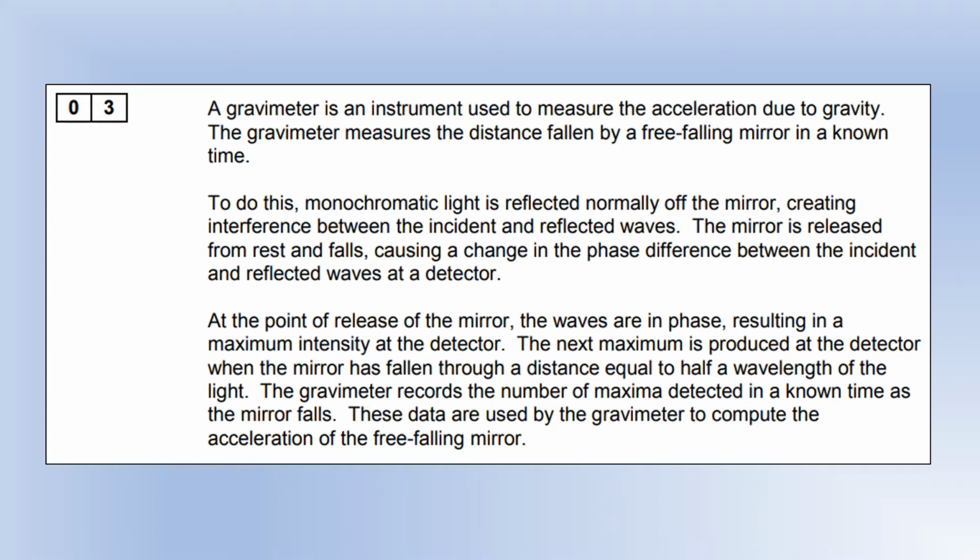At the point of release of the mirror, the waves are in phase, resulting in a maximum intensity. The next maximum is produced at the detector when the mirror has fallen through a distance equal to half a wavelength of the light. The gravimeter records the number of maxima detected in a known time as the mirror falls, and the data can then be used to calculate acceleration.